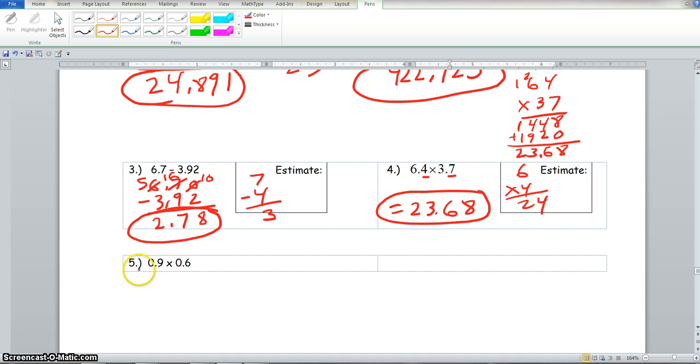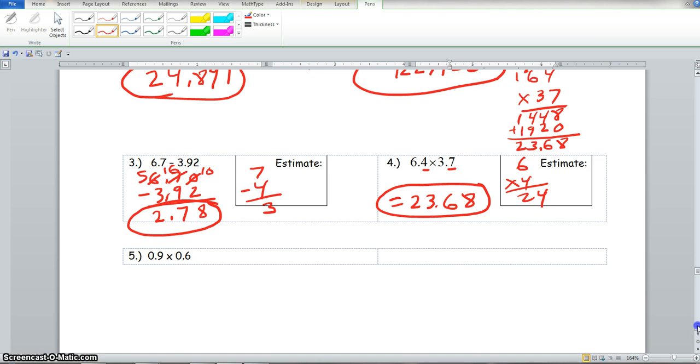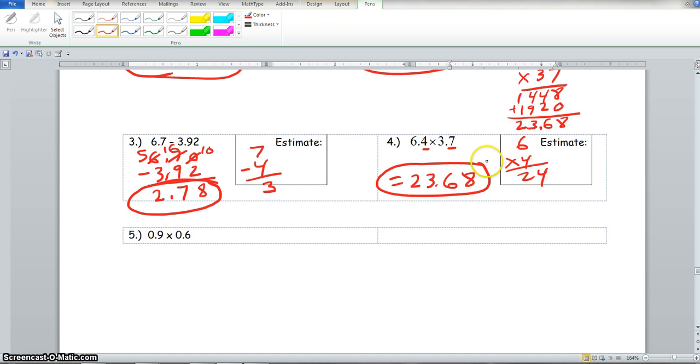Now we come down here to number 5. Now we don't need to estimate here. Let's just try what you just learned here. Let's drop these decimals and we'll take 9 times 6. 9 times 6 we know is 54. Now we count how many digits we have behind the decimal here. We have 1, we have 2. So our final answer must have 2 digits behind the decimal. So we'll put our decimal here and a 0 here. So it'll be 0.54.